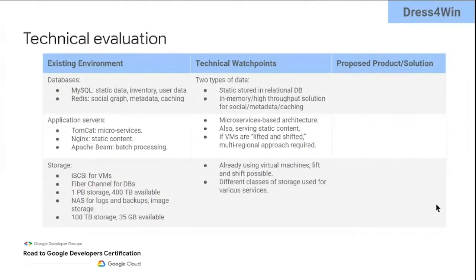So as I mentioned, they're already using virtual machines. They're using iSCSI for their SANs. They're using Fiber Channel for their databases because they need high throughput, as already mentioned. They have 1 petabyte of storage, of which 400 terabytes are available. They use NAS for logs and backups and image storage. They have 100 terabytes of storage, of which 35 gigabytes is available.